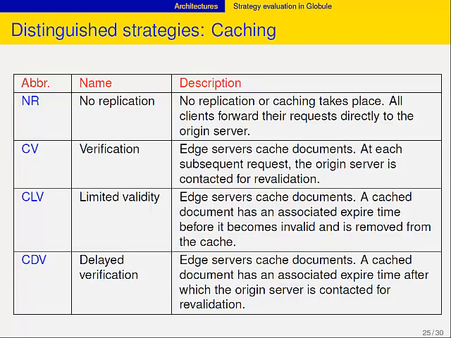That's called verification. You could also, this is actually what was proposed in the original HTTP protocol, you can also have limited validity. Basically, edge servers cache documents and they don't go to the server for a certain time. Or delayed verification is another one. And it really doesn't matter.